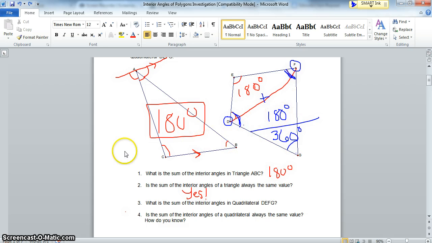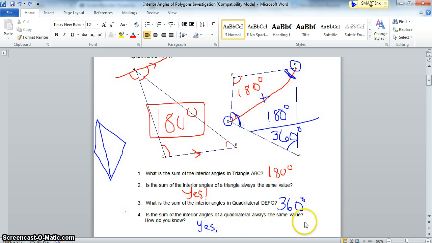Really, any quadrilateral, like if I draw one that looks like this, as long as I draw a diagonal in, we get two triangles, with a 180 degree sum here and a 180 degree sum here, so all the angles will add up to 360. So to answer number 3, it's 360 degrees. Is the interior angle sum of a quadrilateral always the same value? How do you know? Yes, it is. How do we know?